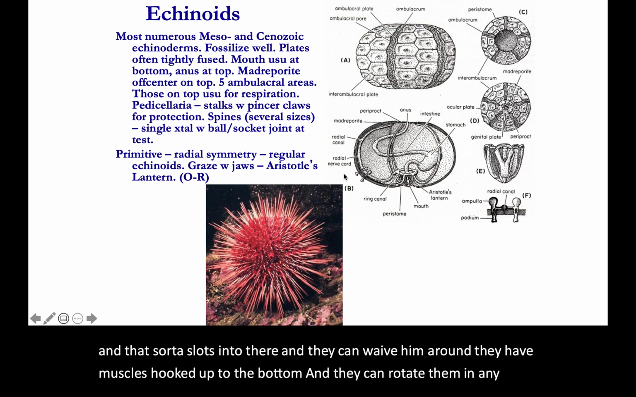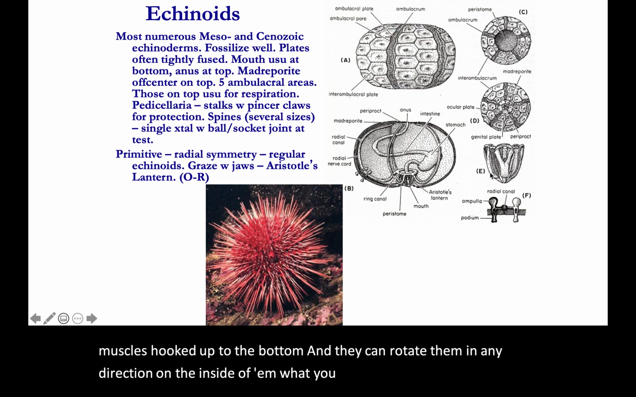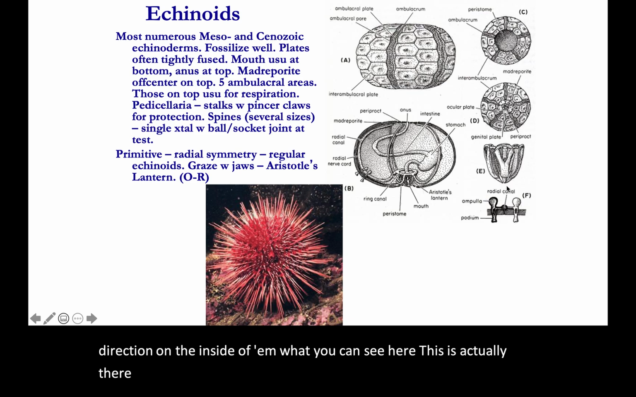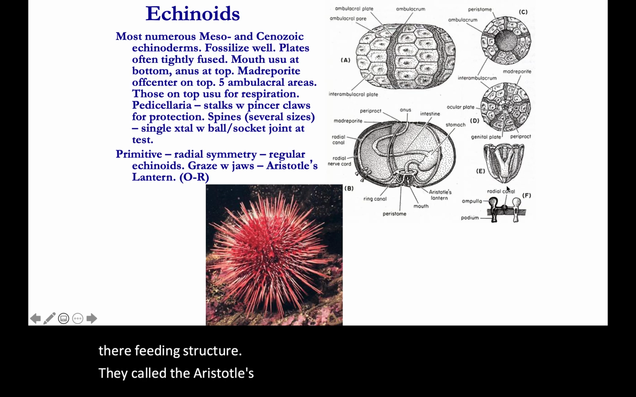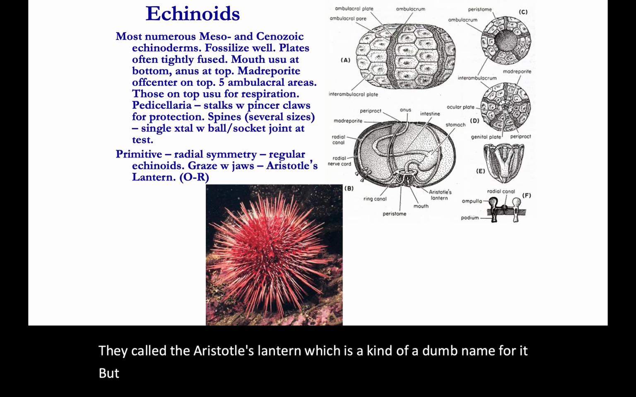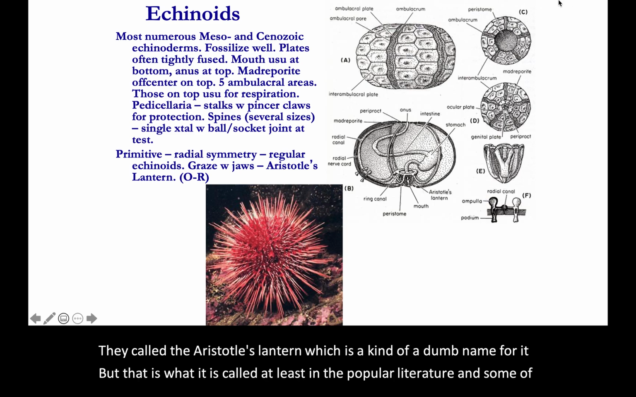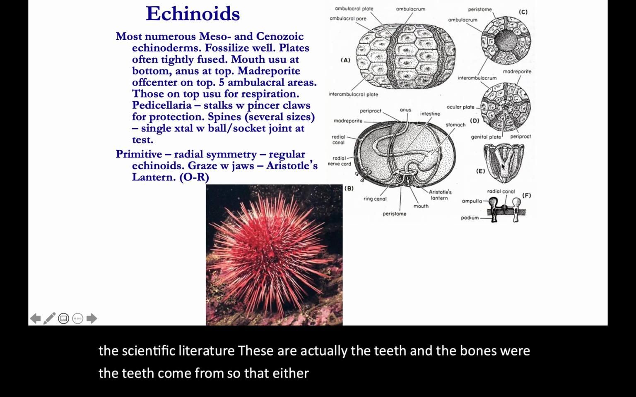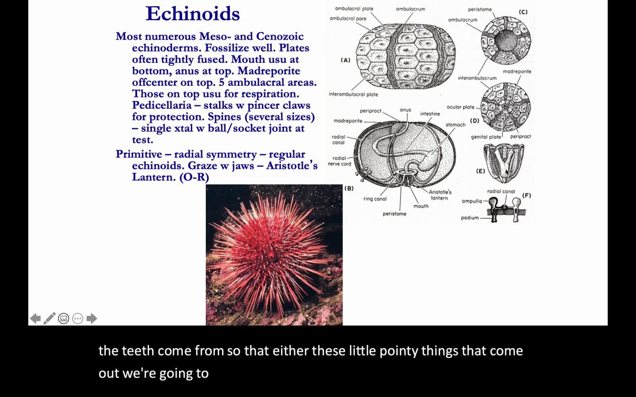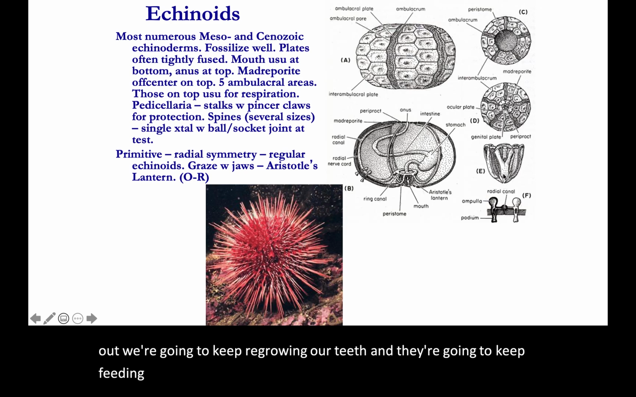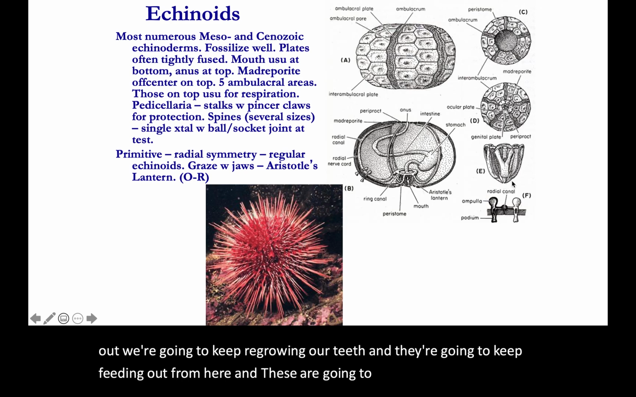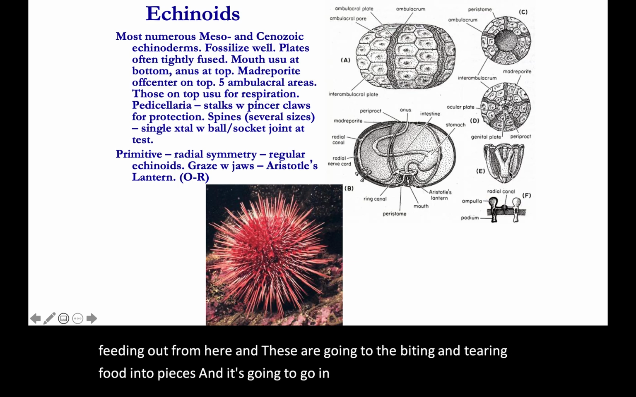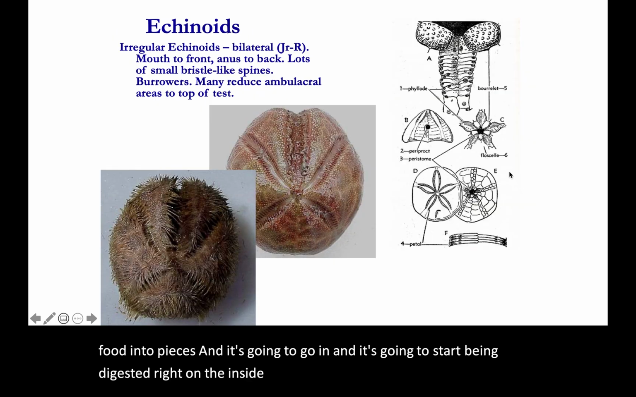On the inside of them, what you can see here, this is actually their feeding structure. They call it the Aristotle's lantern, which is a kind of a dumb name for it, but that is what it is called, at least in the popular literature and some of the scientific literature. These are actually the teeth and the bones where the teeth come from. So the teeth are these little pointy things that come out, and they're going to keep regrowing their teeth, and they're going to keep feeding out from here. And these are going to do the biting and tearing food into pieces, and it's going to start being digested right on the inside of that, which is the mouth.